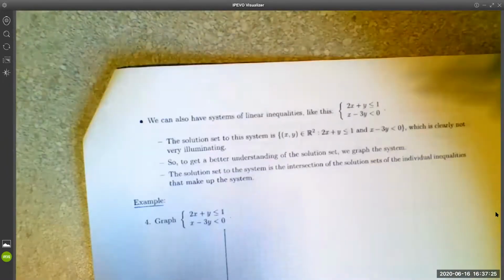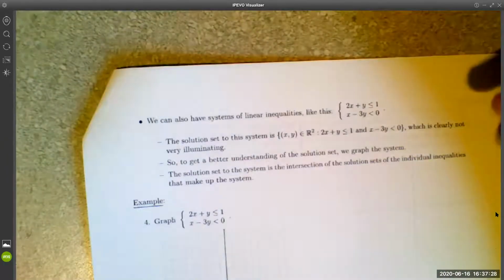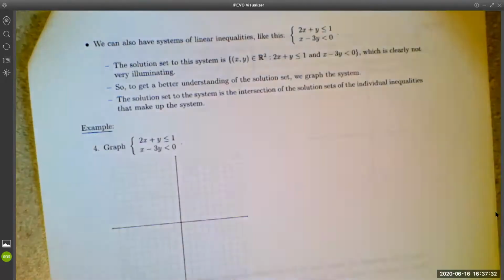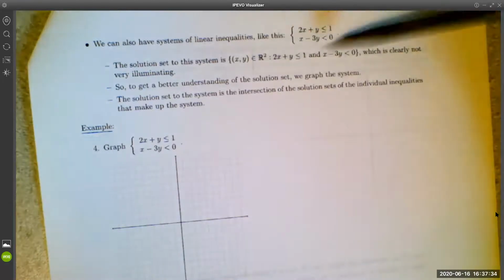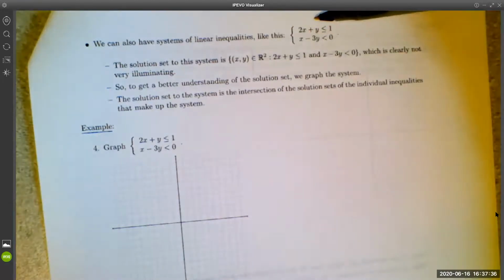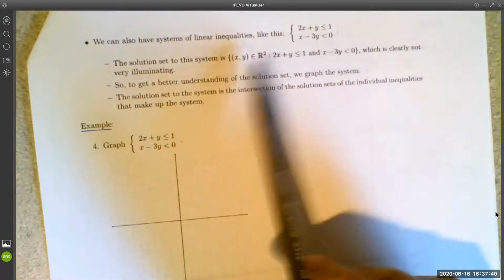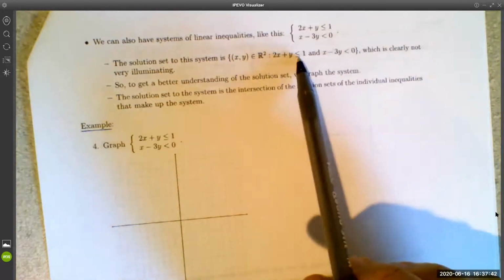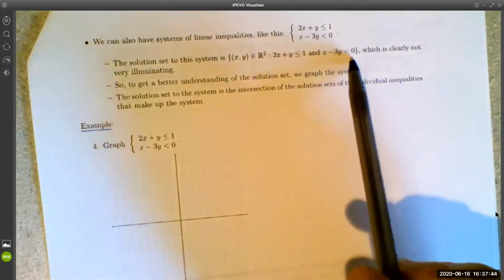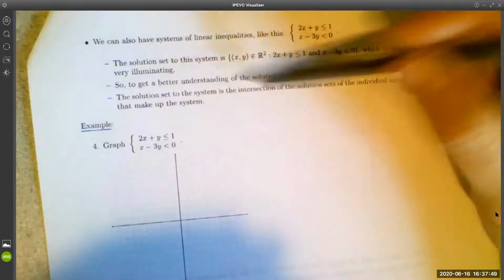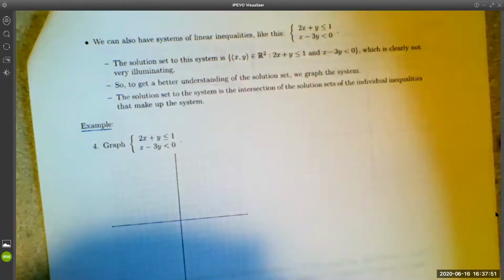You could have a system of inequalities, right? A system of linear inequalities like this. And again, describing the solution set to this system algebraically is not very illuminating. The solution set to this system would be the set of all ordered pairs such that 2x plus y is less than or equal to 1 and x minus 3y is less than 0. Not very illuminating. So again, to get a better understanding of the solution set, we're going to graph the system.